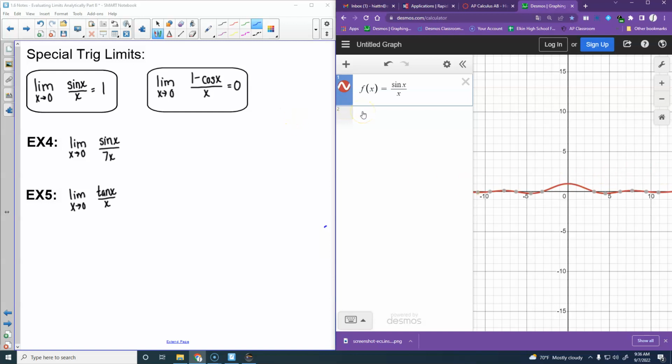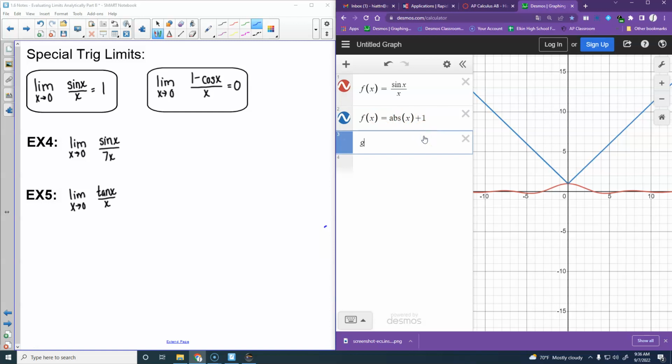But something like squeeze theorem can be used here, because if I do a function like g of x equals absolute value of x plus 1, and h of x equals negative absolute value of x plus 1. Okay? So, would you guys agree that the blue graph is always above f and the green graph is always below f? That seems to be the case here.